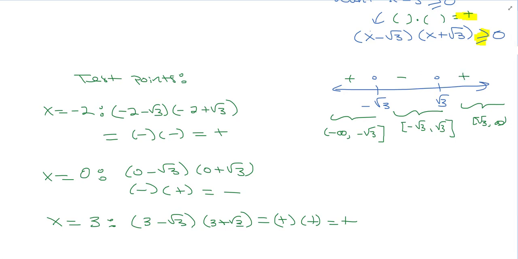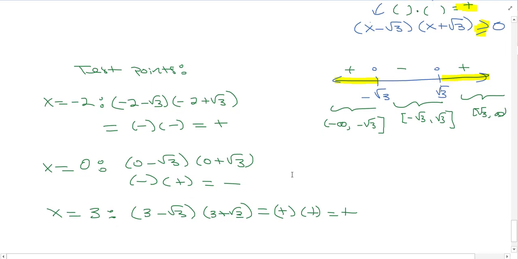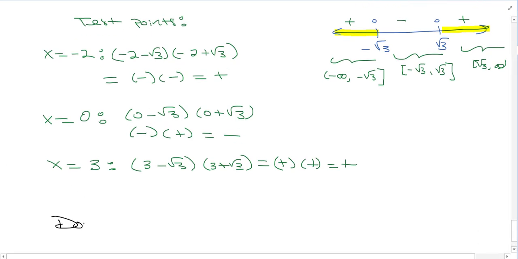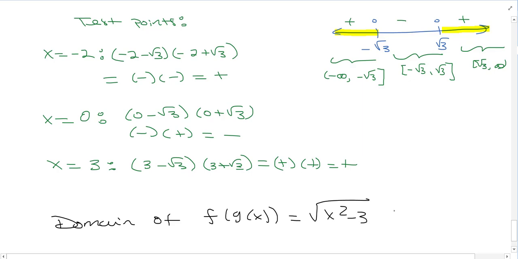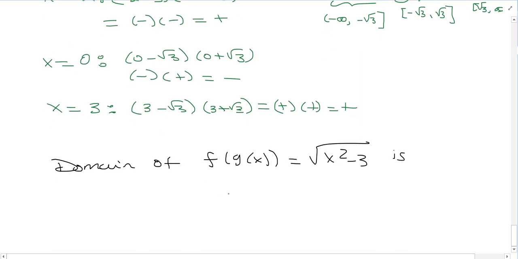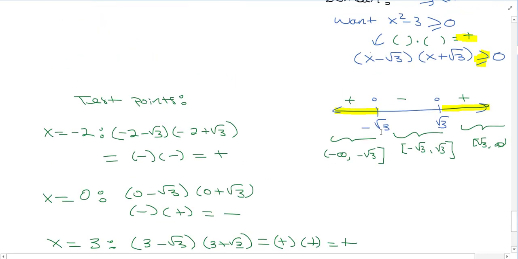So our domain then is going to be, we're looking for things that are positive, so the outside intervals. So now I can say the domain of, what did we have, f of g of x, which was the square root of x squared minus 3, is, and we can write our interval notation, minus infinity to negative √3 included, union positive √3 to infinity. Based on solving this inequality, I tend to use the test point method.